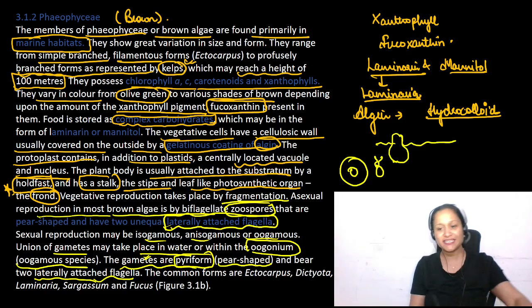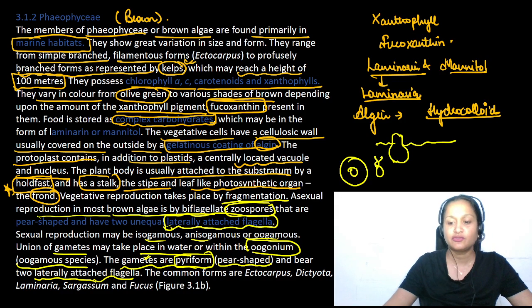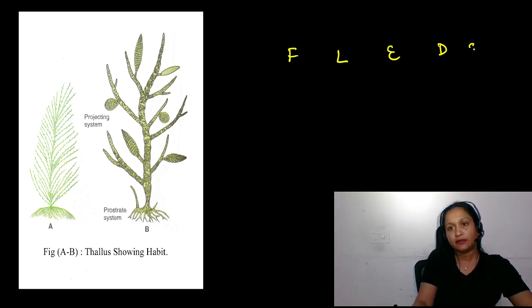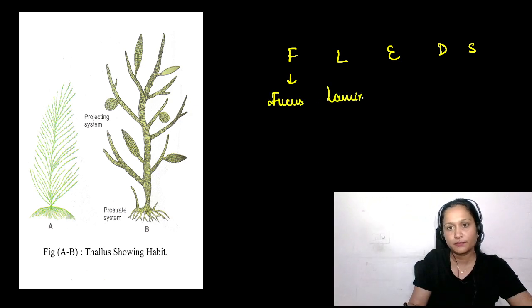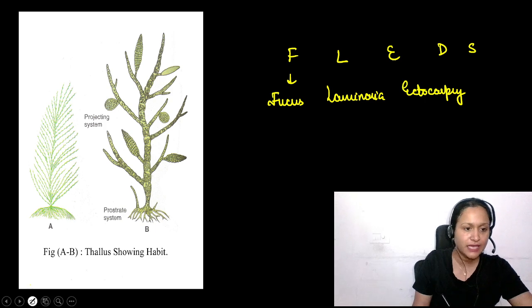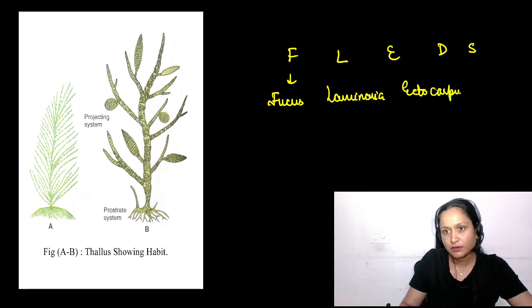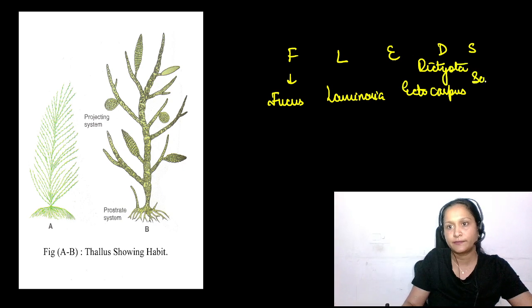Now, what is so important? Examples are important, right? So, what are the examples? Remember that word FLADS. F for Fucus, Laminaria, Ectocarpus, Dictyota, Sargassum.